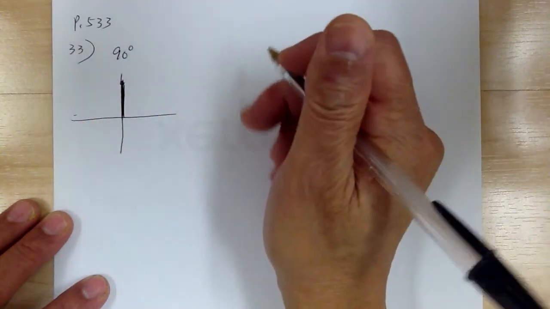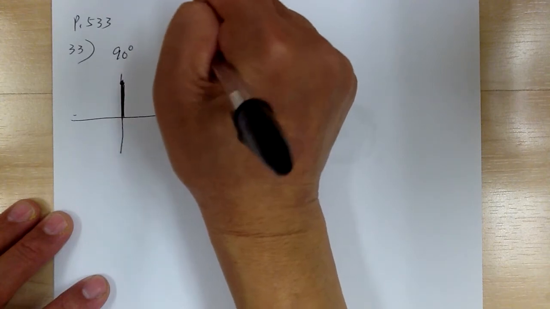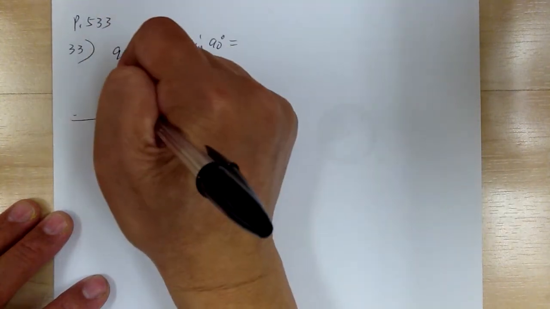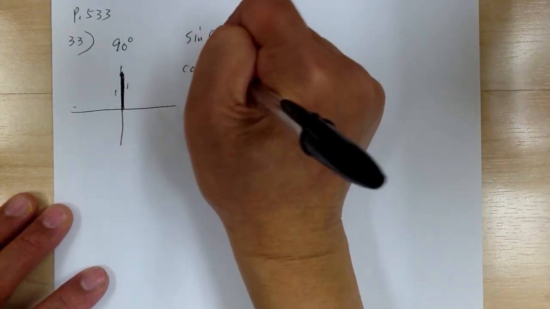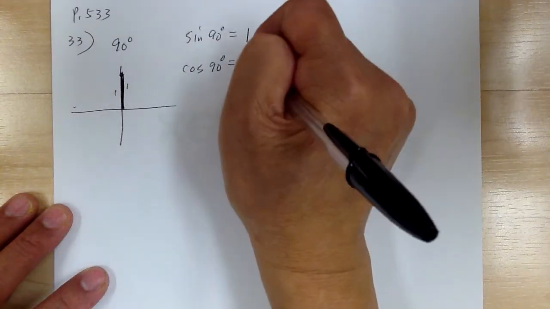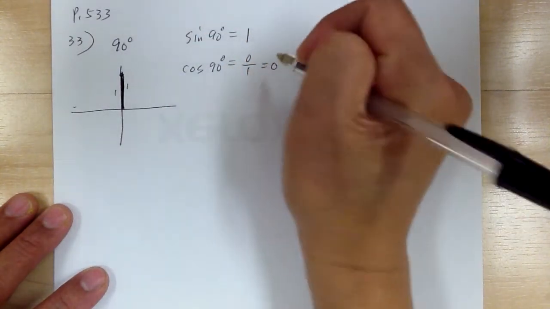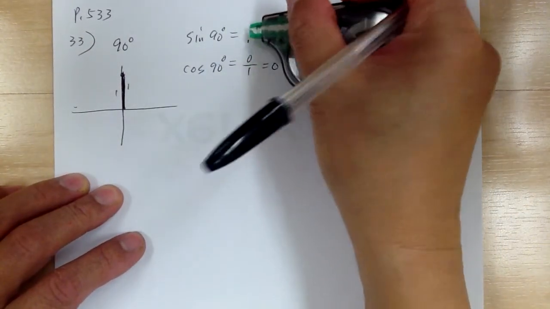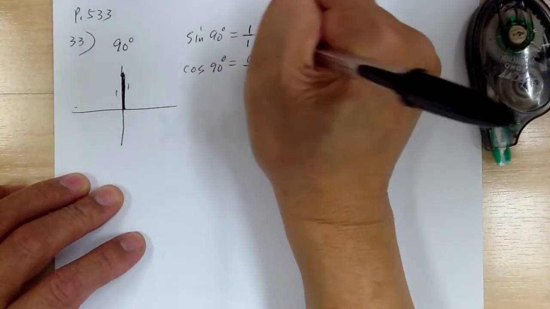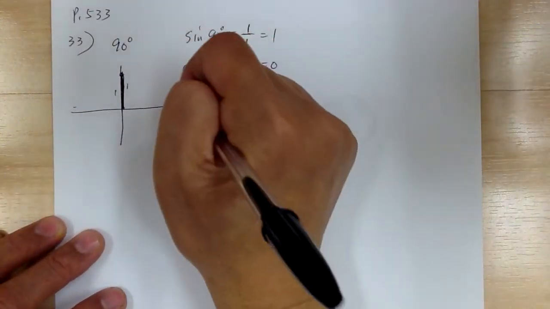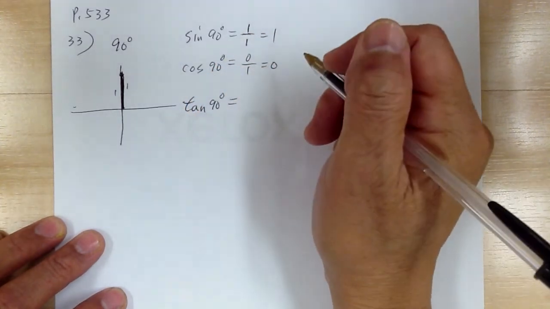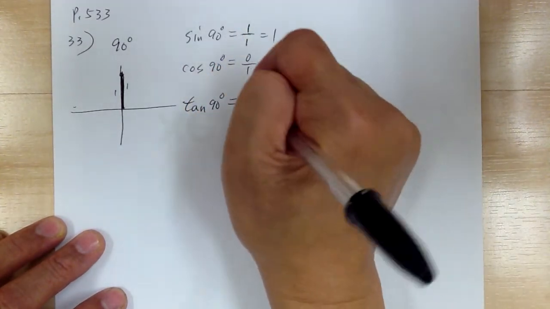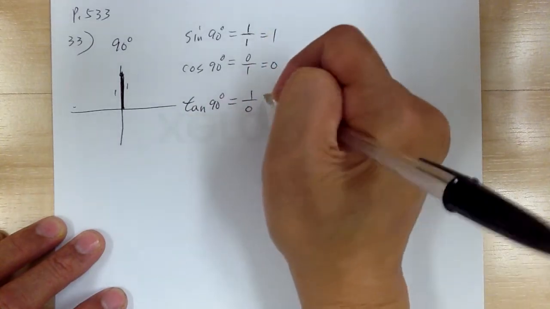Okay, so in this case, your sine of 90 degrees, sine is vertical, so in this case it's going to be 1 over 1. So it will be equal to 1. Cosine of 90 degrees, cosine is horizontal, in this case it's going to be 0 over 1, so equal to 0. Okay, and tangent of 90 degrees, tangent is going to be sine over cosine, so it will be 1 over 0.